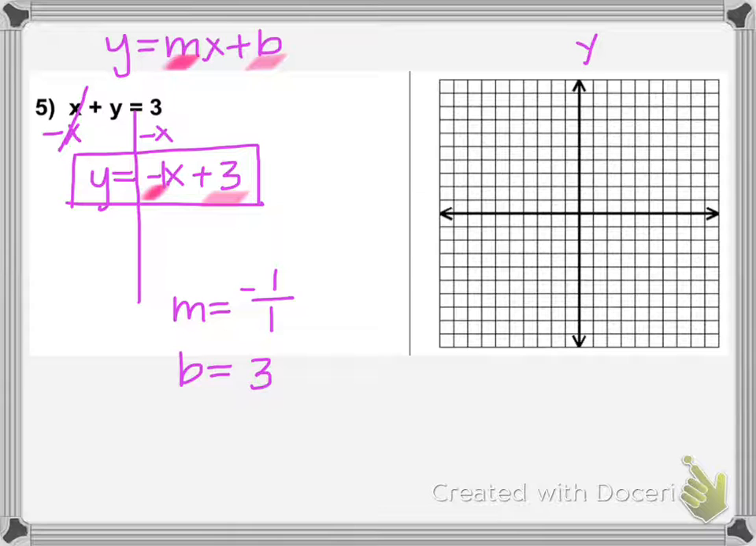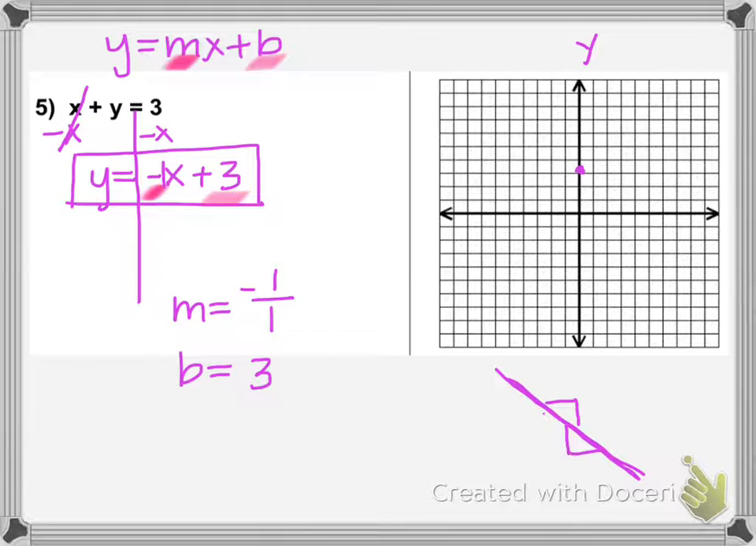Our b is 3, so we're going to put a dot at 3. From there, we have a negative slope, so we want our graph to go down from left to right. So if I went up one, I would go to the left one. Or if I went down one, I would go to the right one.